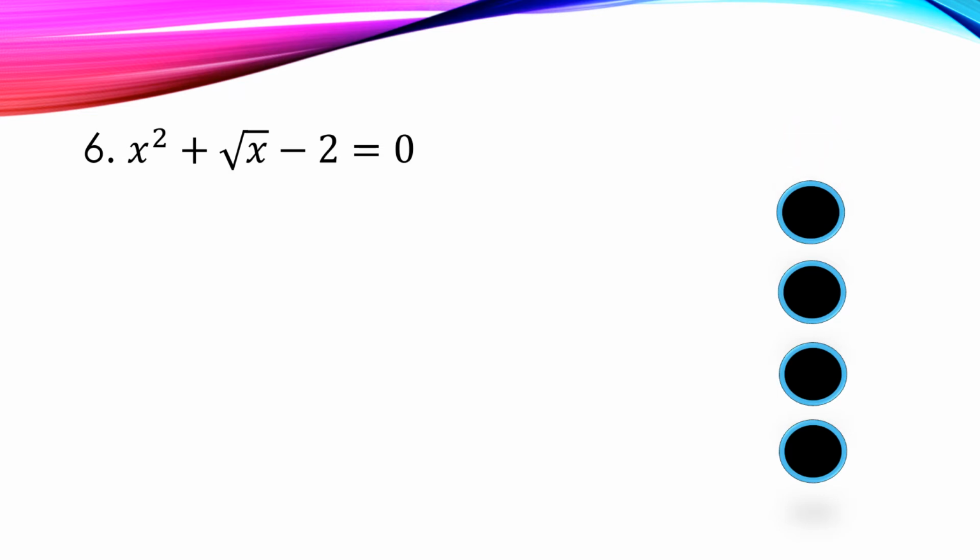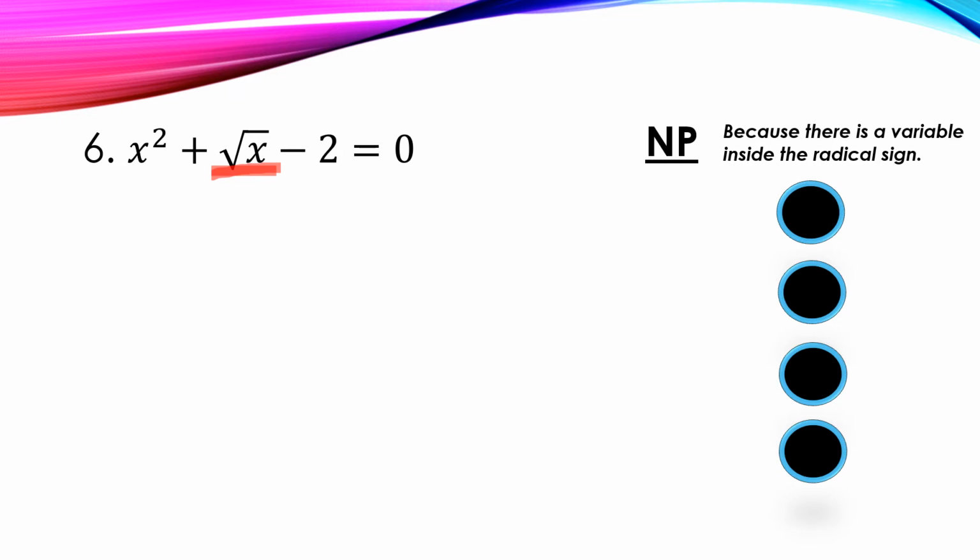Okay, time's up. The correct answer is not a polynomial equation. So, tingnan natin, ano ba yung naging reason kung bakit hindi siya naging polynomial equation? It is because there is a variable inside the radical sign. So, dito nagkaroon tayo ng issue dito sa ating second term. As you can see here, we have the square root of x.